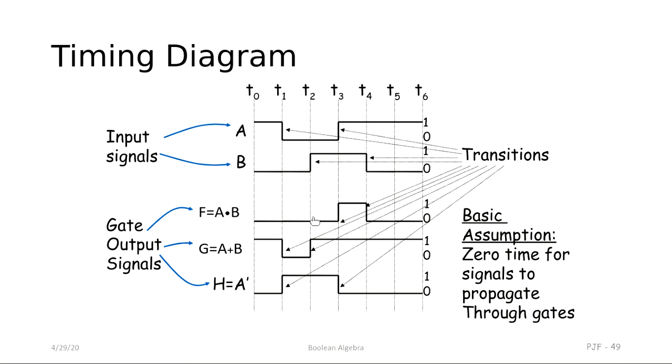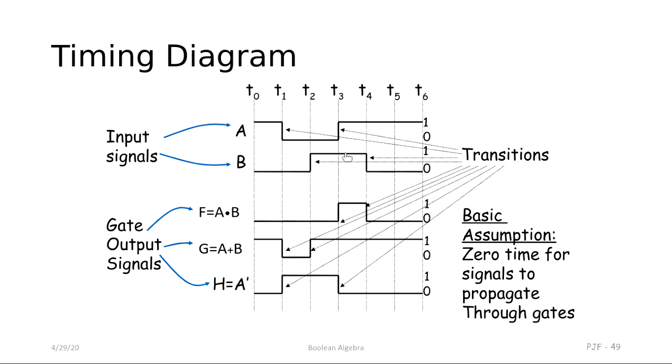At time t2, it is again low because B has gone to 1 but A is still 0. So that's why its output is still 0. Now here at t3, look at this. At t3, we see a change that this function has now raised to 1. It is high output. Reason?